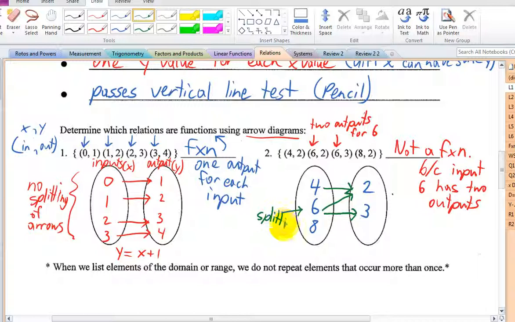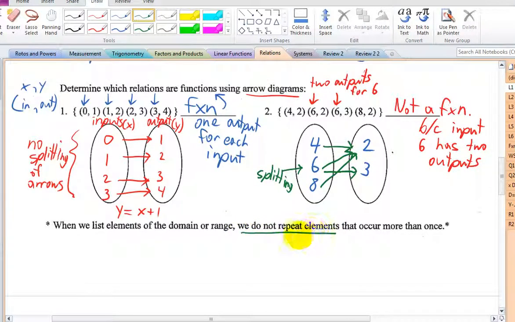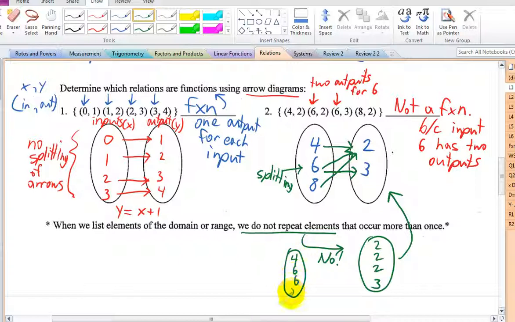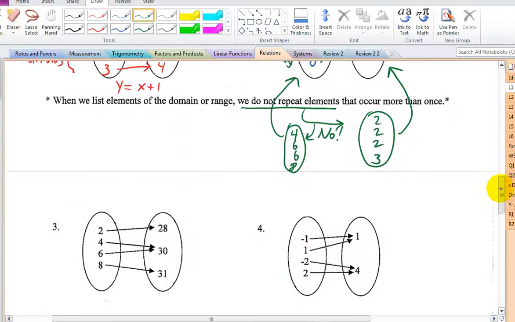Right? 6 can split into 2 different directions. Now 8 can go to the number 2. That's no problem. The problem is that 6 has 2 arrows. Okay? Notice that we do not repeat elements. Okay, so we do not go 2, 2, 2, 3. No. What you do instead is you go like that. Okay, you don't write numbers more than once. You just use the arrows. Any questions? The other thing I didn't do over here is I didn't go 4, 6, 6, 8. All right? I don't do that. All right? I also just write it as 4, 6, 8. All right? So a little bit of thinking there. Not a lot of numbers, not a lot of calculations, I mean, but you got to represent it properly.